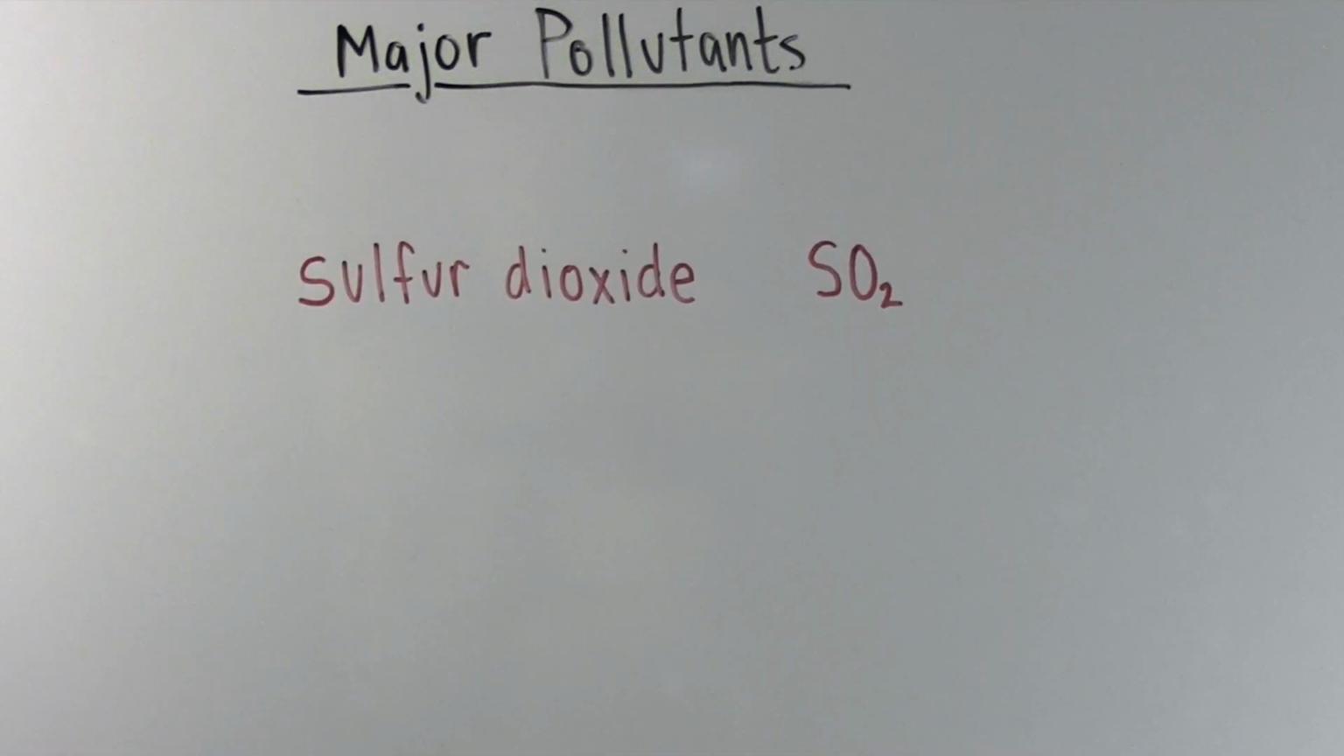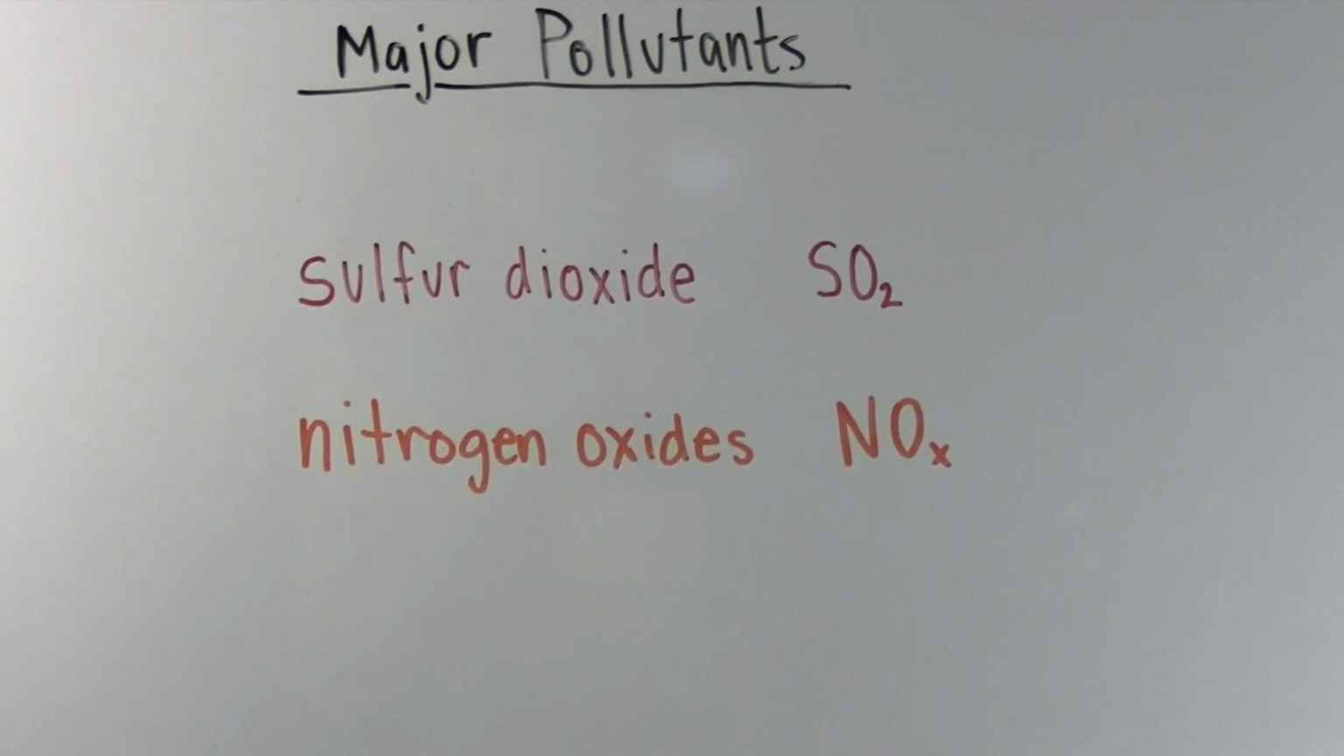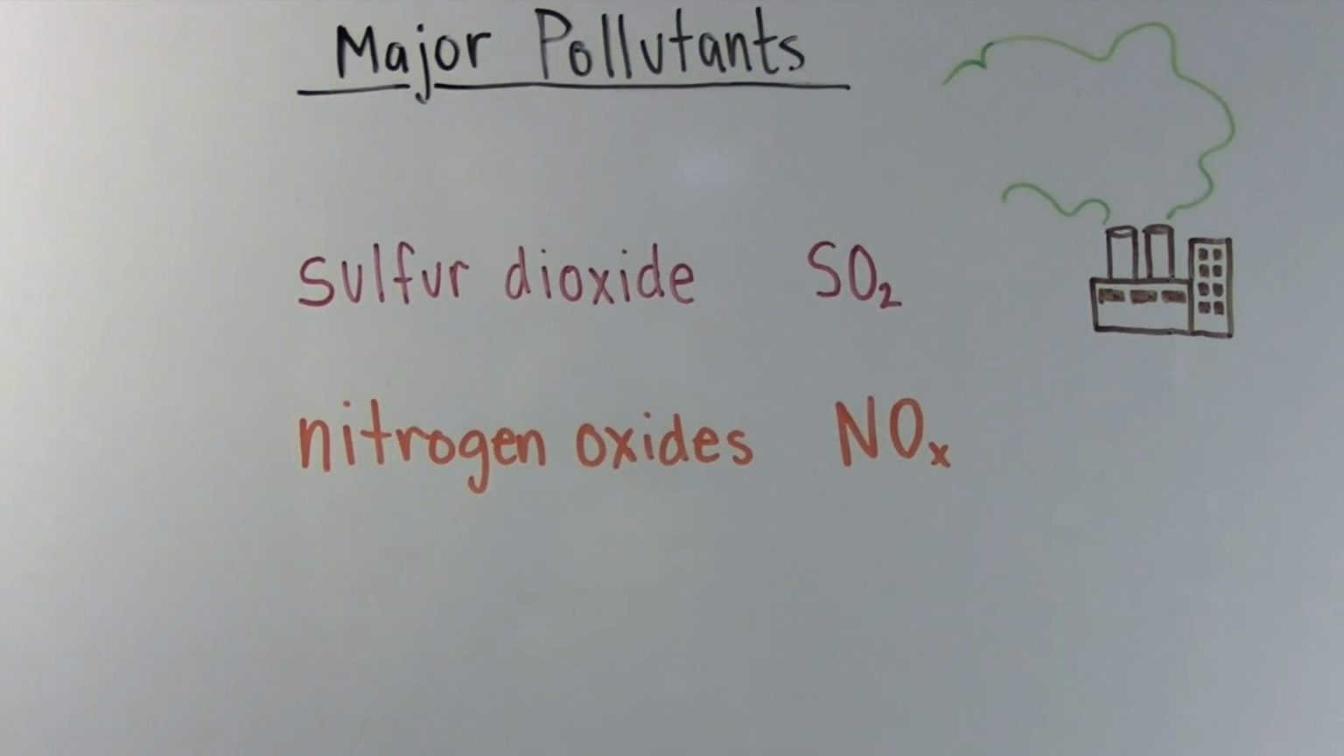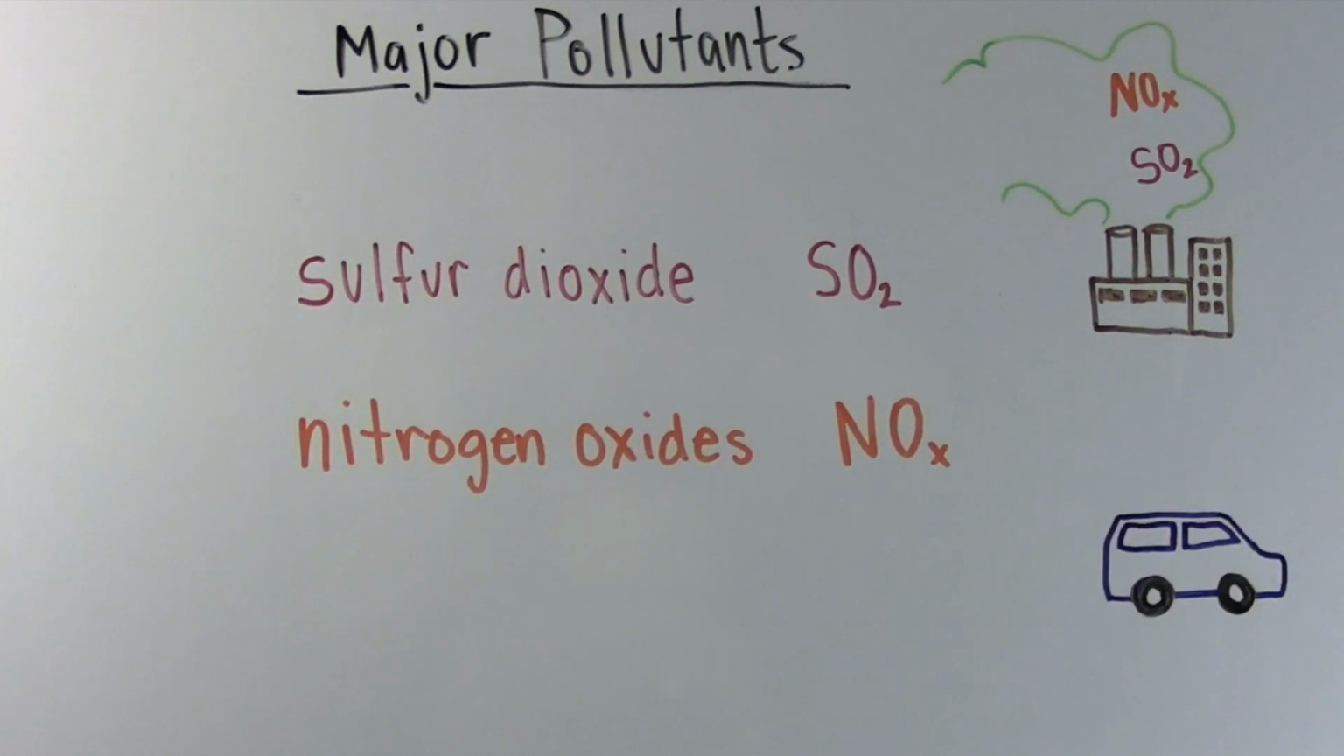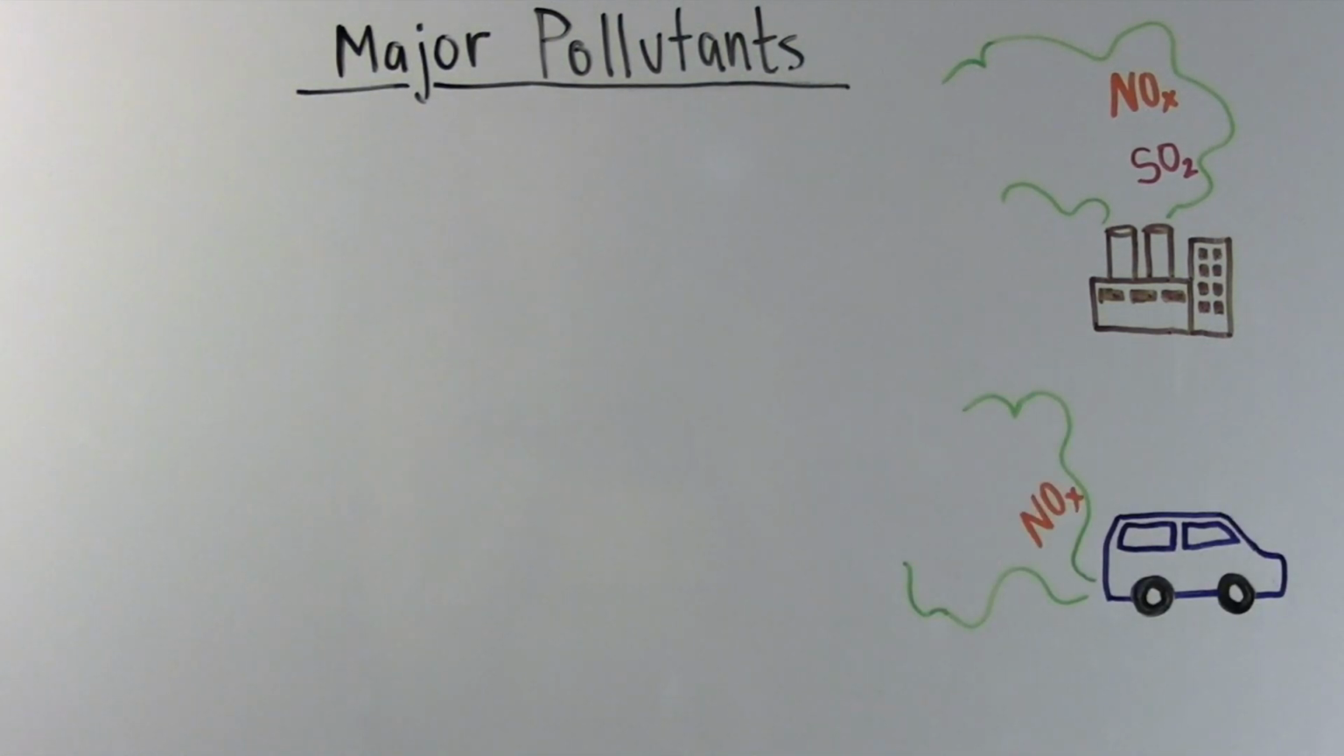Sulfur dioxide and nitrogen oxides are reactive gases that damage buildings and plants and can also increase respiratory problems in humans. They are emitted from the combustion of fuel, such as a coal-burning power plant, and nitrogen oxides are also heavily emitted from automobile exhaust.